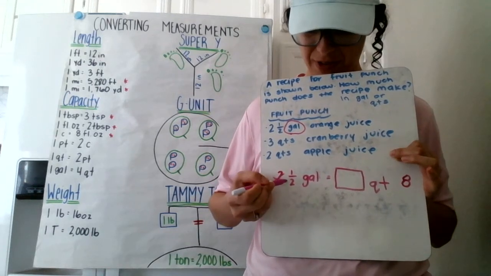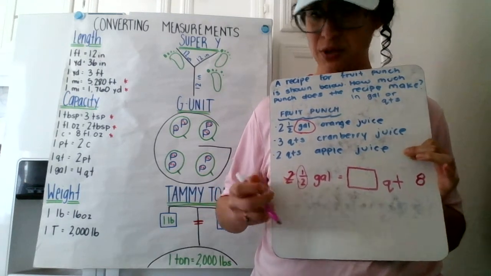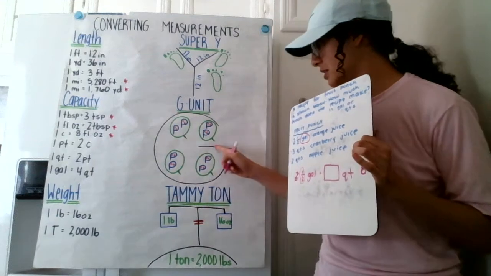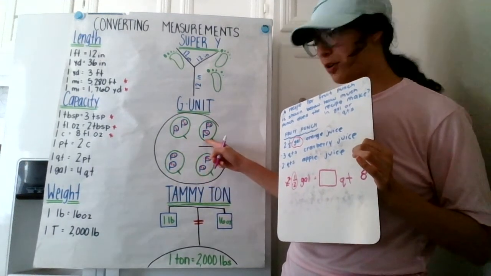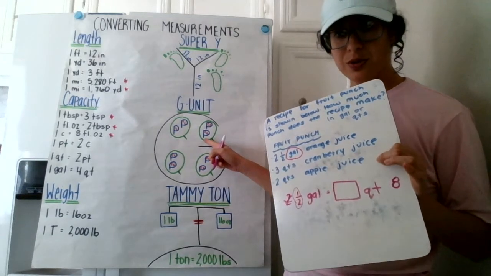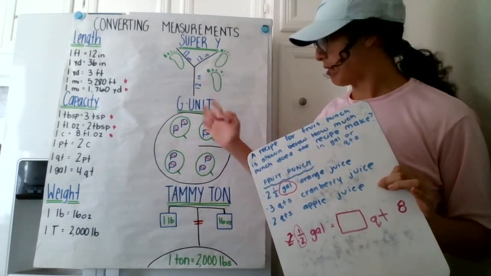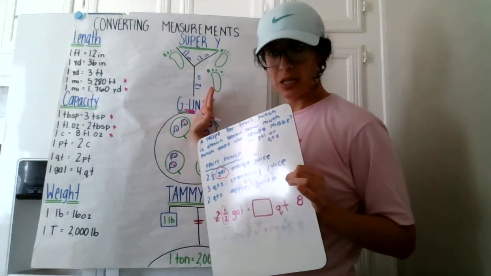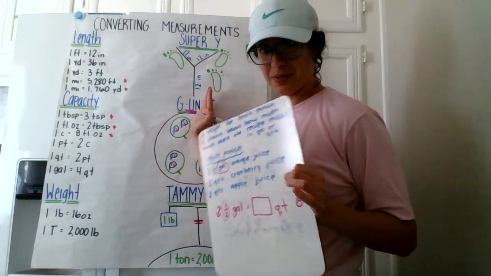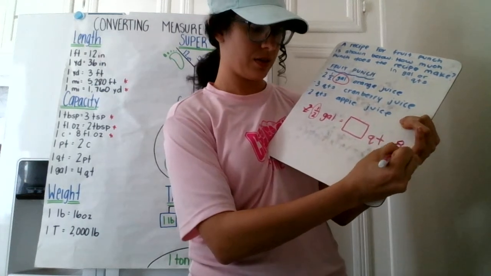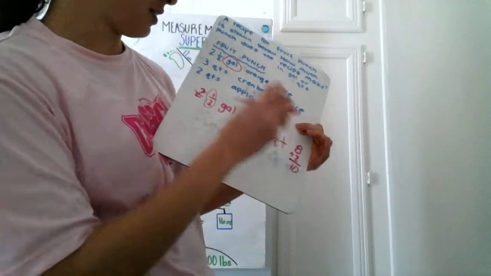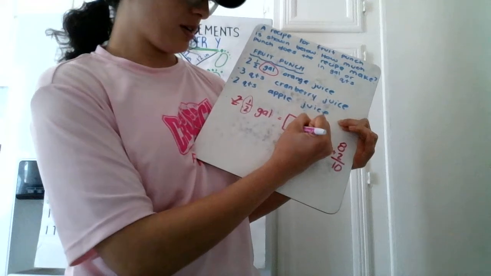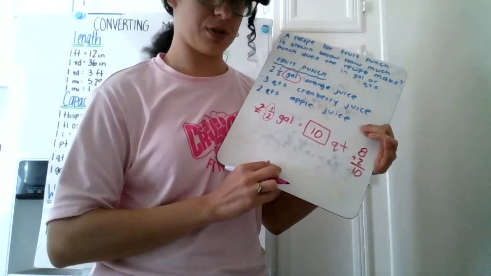But I still need to figure out this half. Okay, so I'm going to go back over here. I'm going to look at this. 1 gallon has 4 quarts. So what's half of a gallon? 2 quarts, right? So I'm going to add 8 and 2. I'm going to get 10. So this right here is equal to 10 quarts.